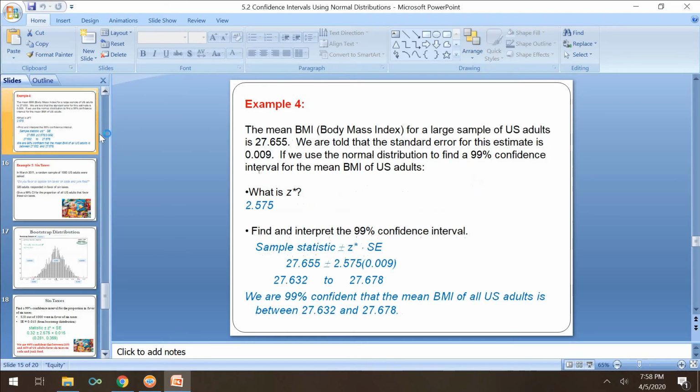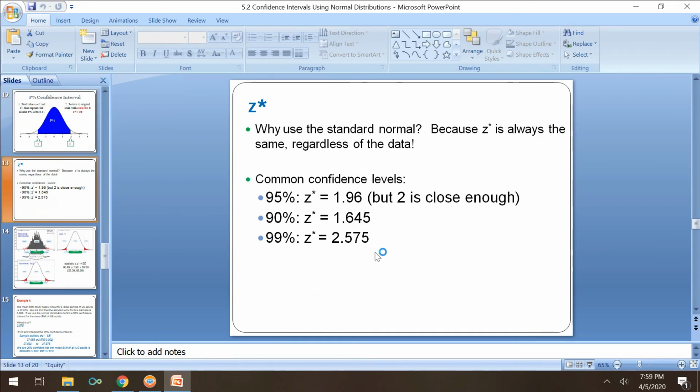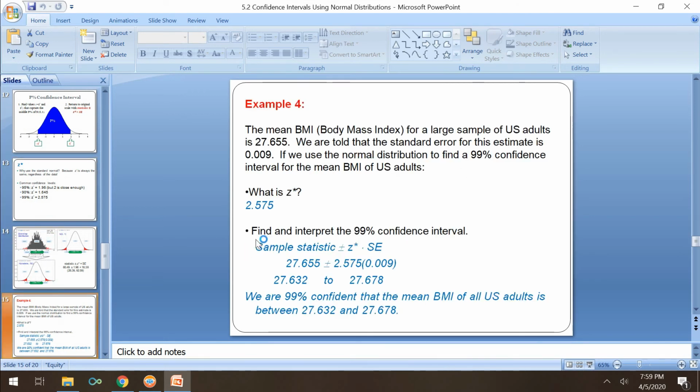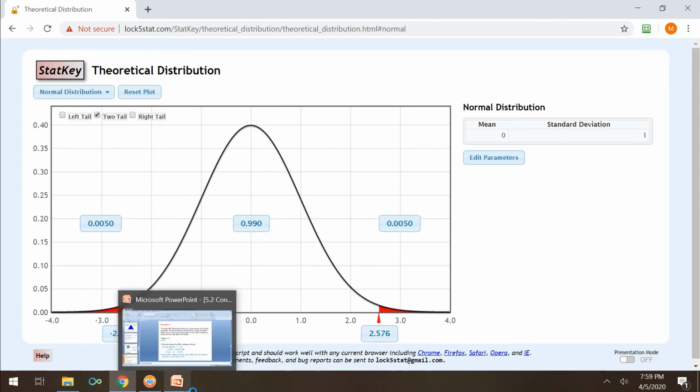So if you go back, this is the slide that I asked you to write the information. So for 99, the Z-score is 2.575. So you can write that down for this answer. If you forgot this list, you can actually find it from StatKey. You can go to StatKey, go to normal distribution, click 99, and you will see the Z-scores down there. So for whatever confidence interval they ask you, you can always plug it in and find the Z-scores for this.